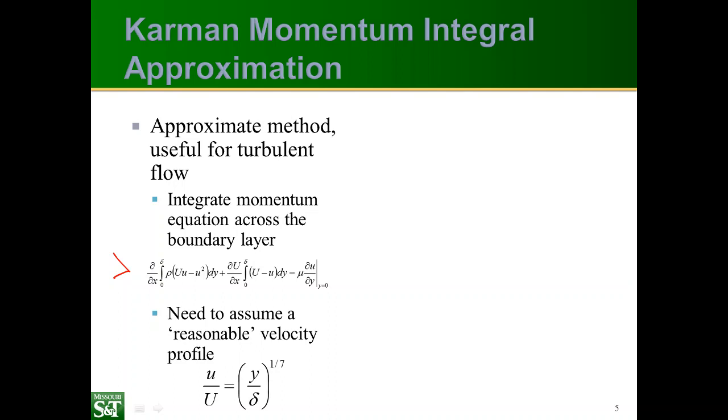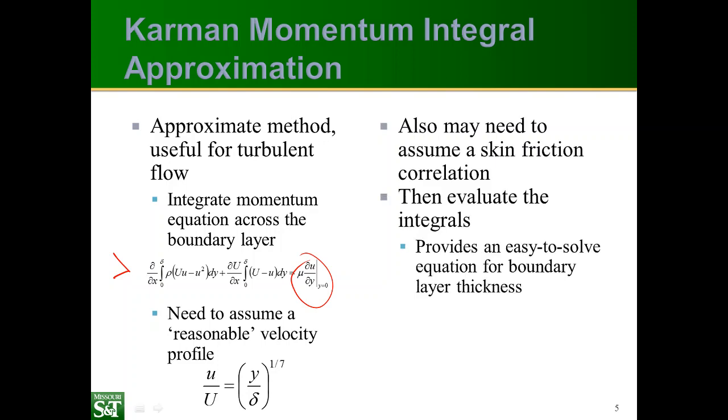So you need to have some correlation for skin friction in turbulent flow in order to complete the force balance for the momentum equation for the shear force. You need to specify the shear force on the wall with some kind of correlation for the skin friction coefficient. The result here is an easy to evaluate equation for the boundary layer thickness.